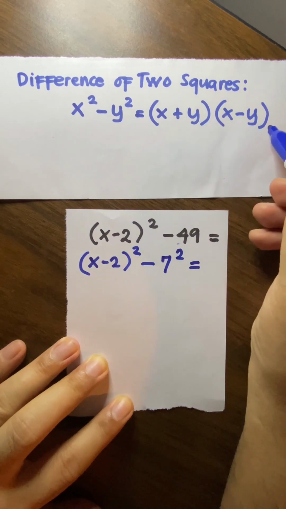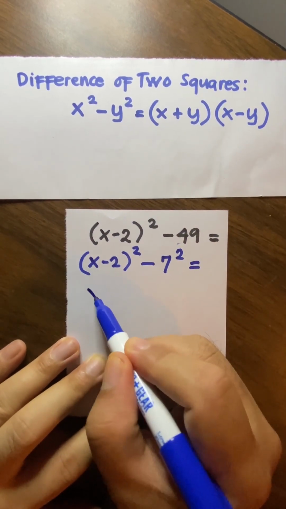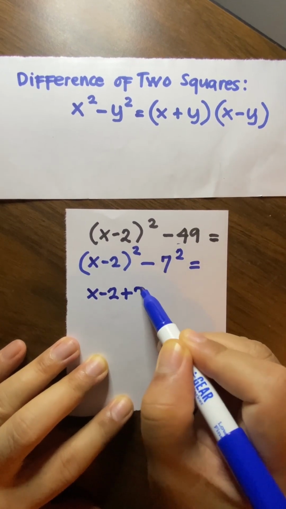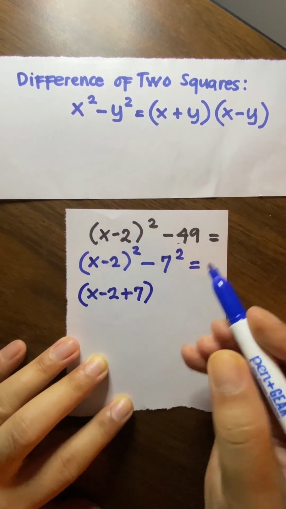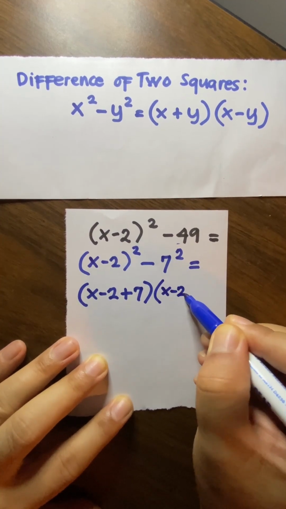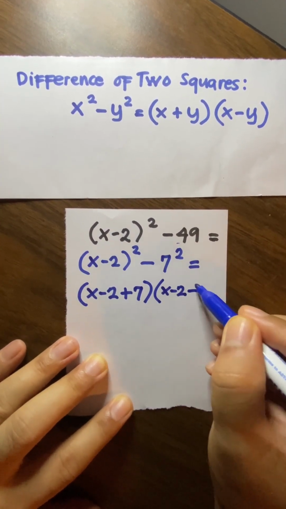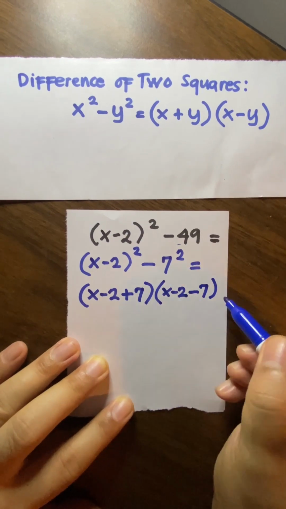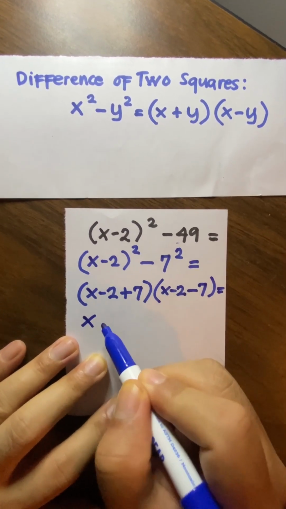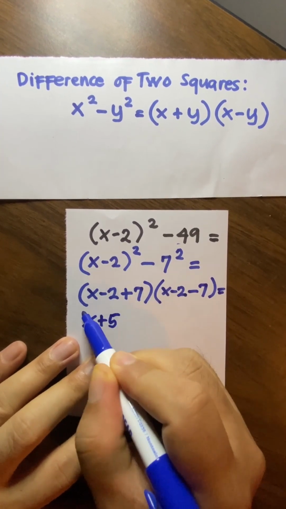This now looks the same as the format above, where x is x minus 2 and y is 7. Following the equation above, x plus y is x minus 2 plus 7, and x minus y is x minus 2 minus 7. We can now simplify the final answer as x plus 5 and x minus 9.